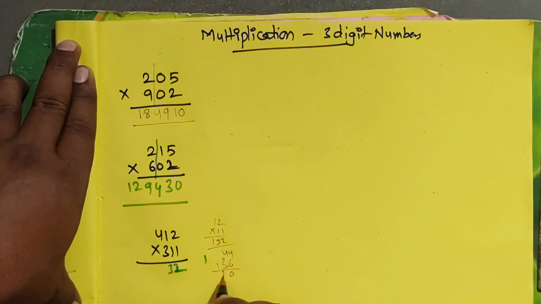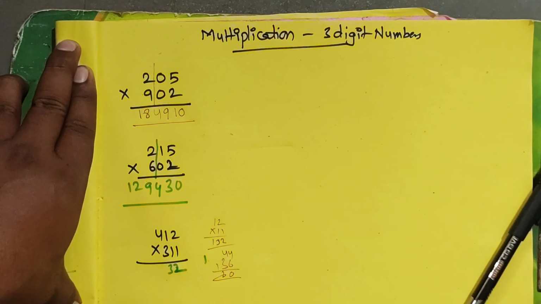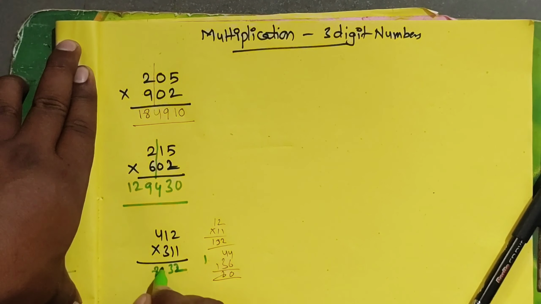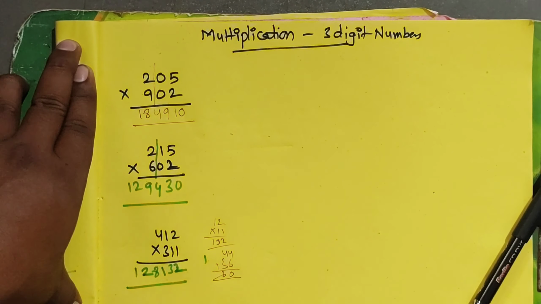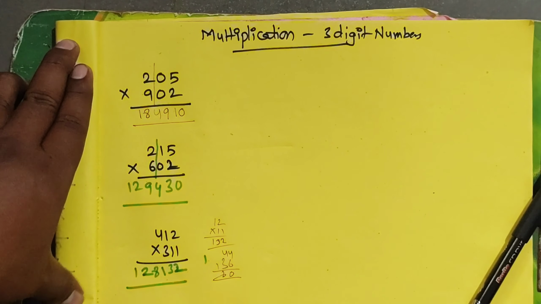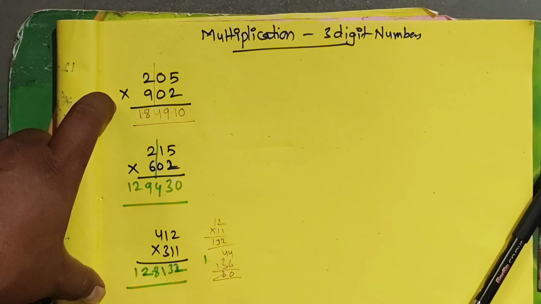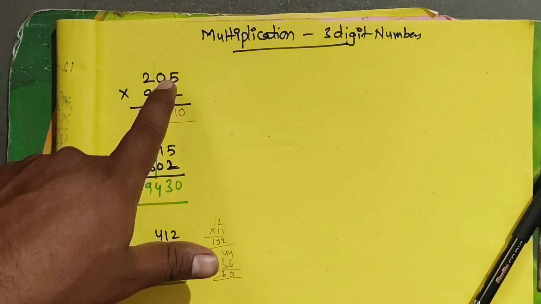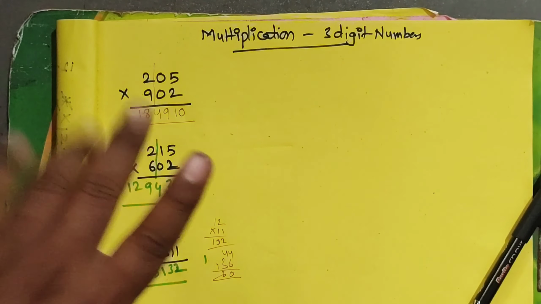So 80 plus 1 is 81. Take the two digits, means take the 81. Now 4 3s are 12. So this is the answer, 128132. This is the method when you know the tables in the unit place and tens place like this.